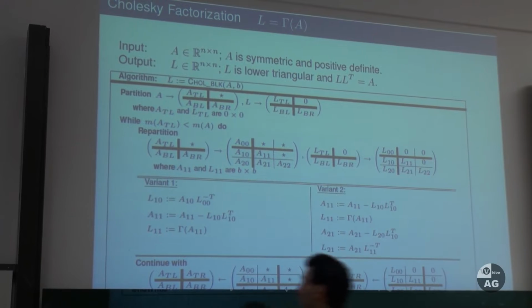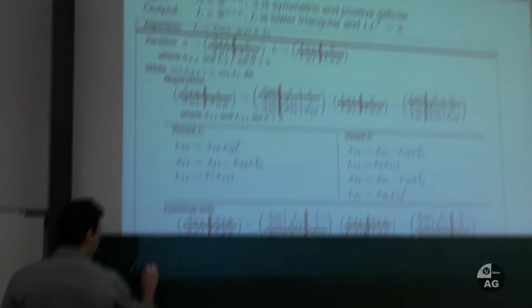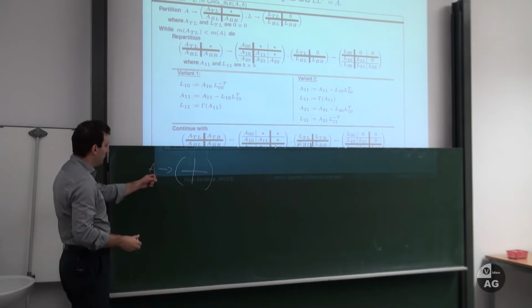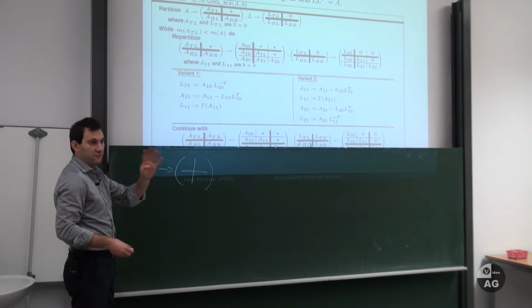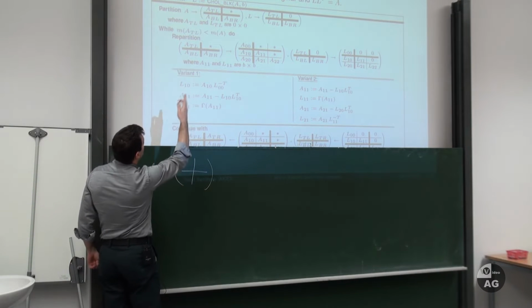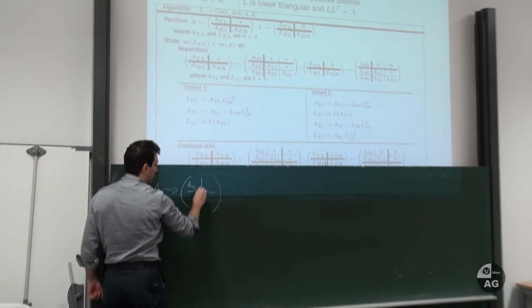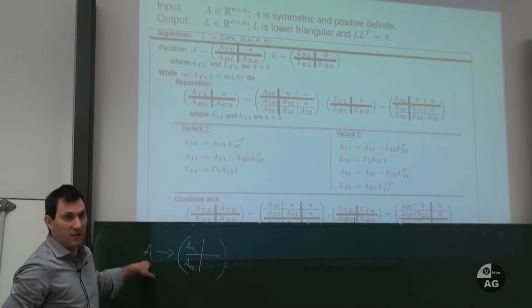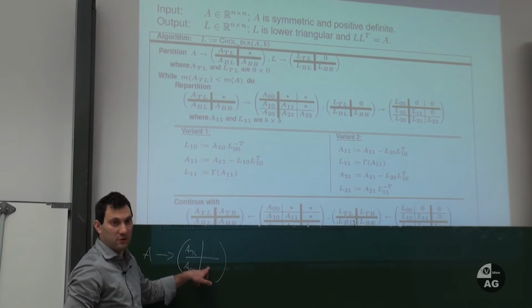So the partition up there, A, simply means that we have a matrix, and out of this matrix we generate 4 objects. And I call these 4 objects, for instance, A top left, A bottom left, and so on. So we start from a matrix, and now I have 4 different objects.